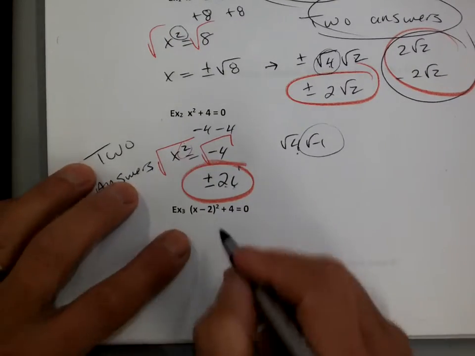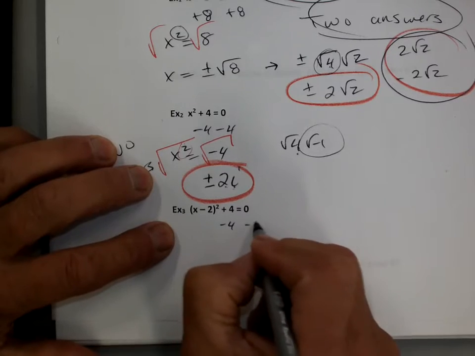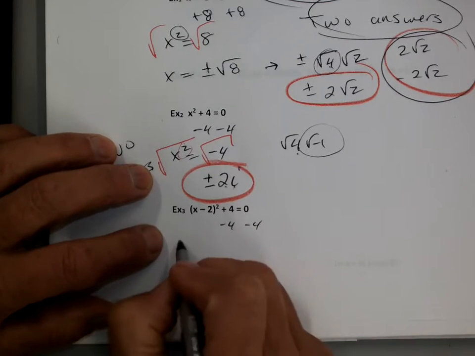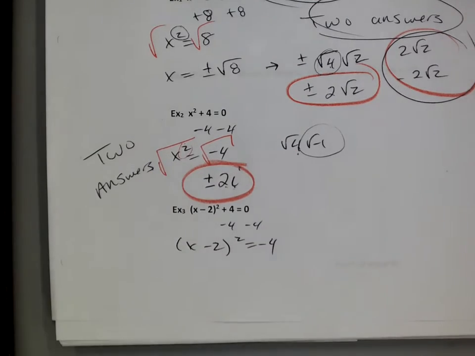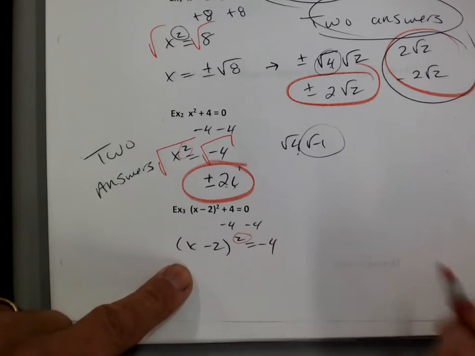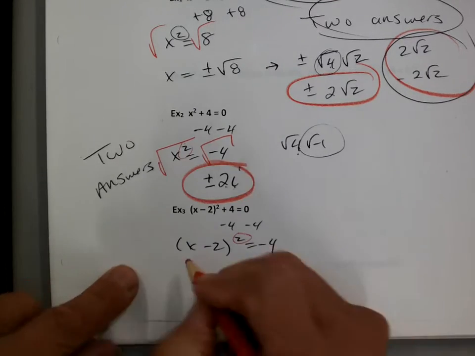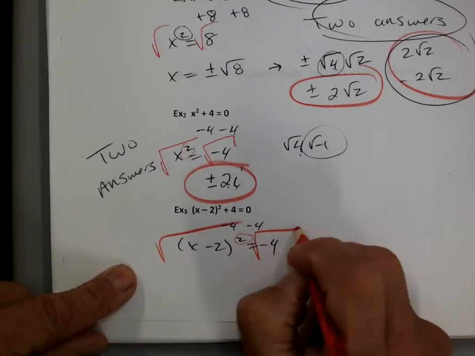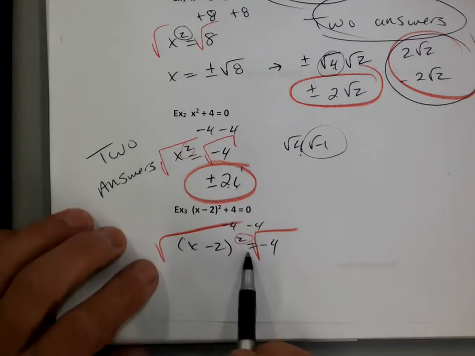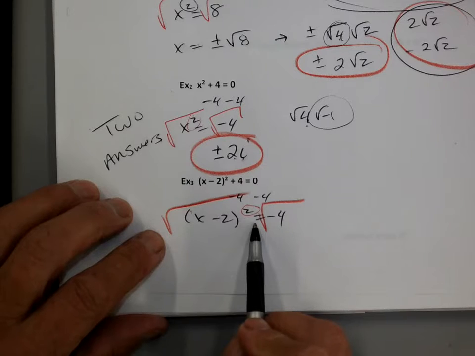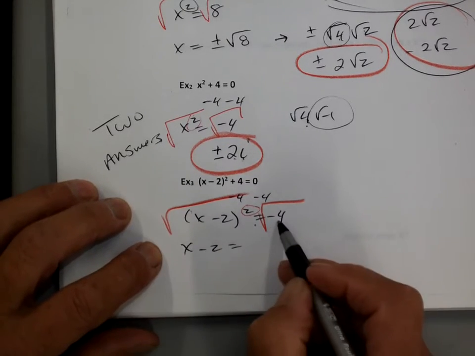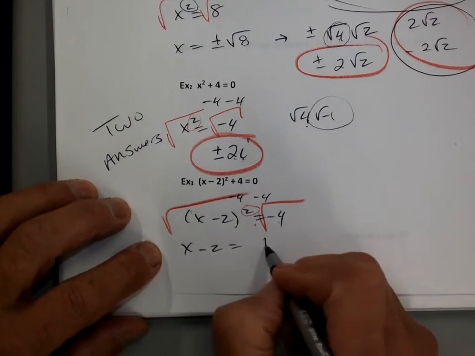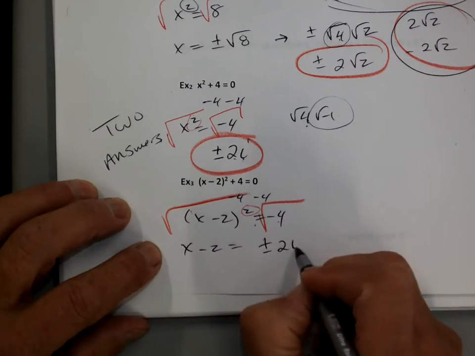All right, example 3. Let's go through it. I'm going to go minus 4. I'm going to solve it. I'll have parentheses x minus 2 squared equals negative 4. Okay, I want to solve this, so I'm going to undo the square by taking the square root. The square root takes care of the square. I'm just left with an x minus 2. And then this one we just did above. That's a plus or minus 2i.